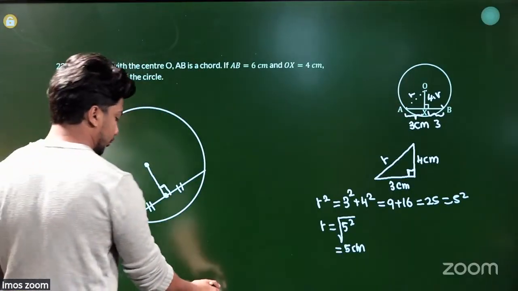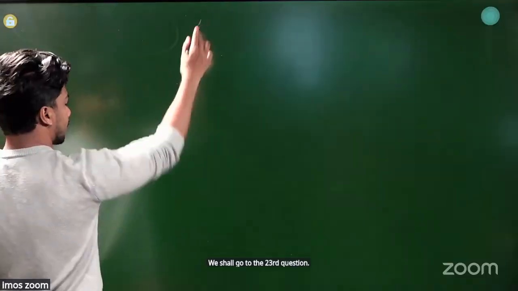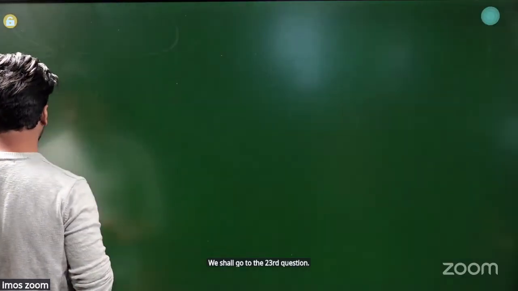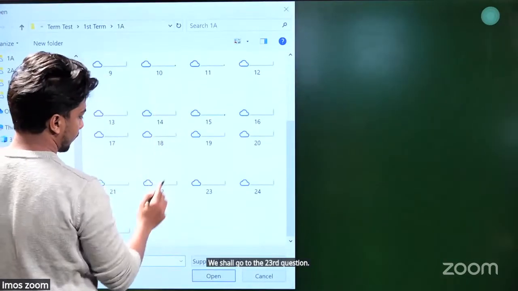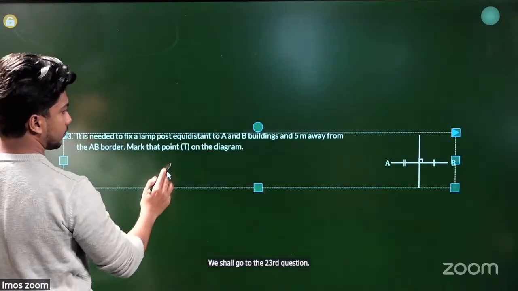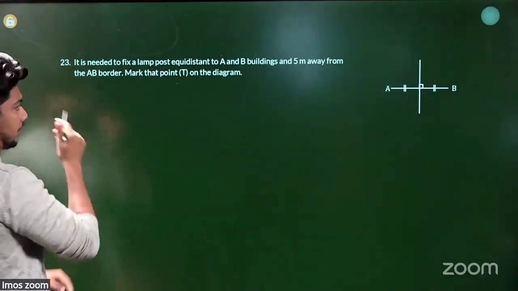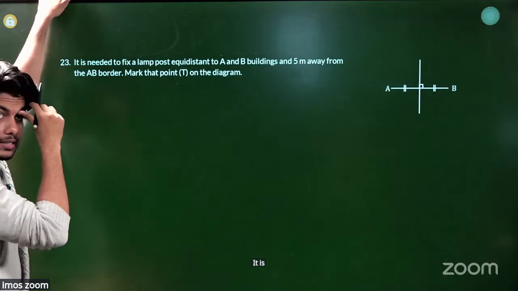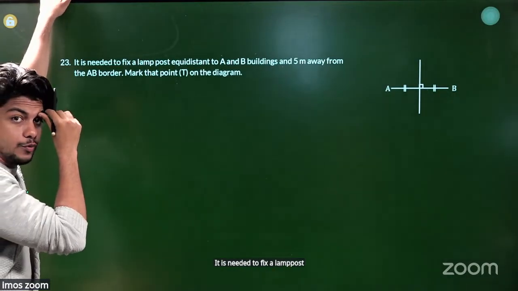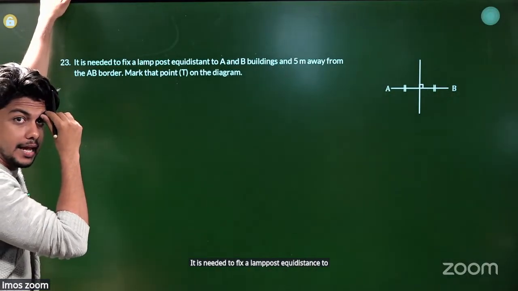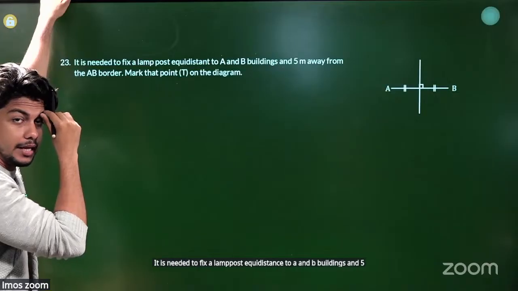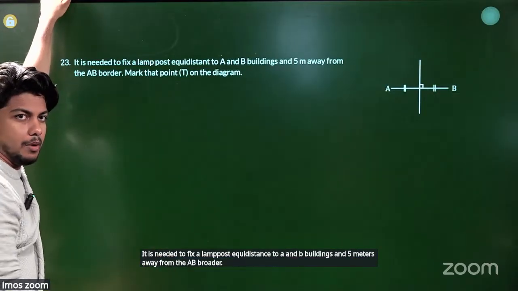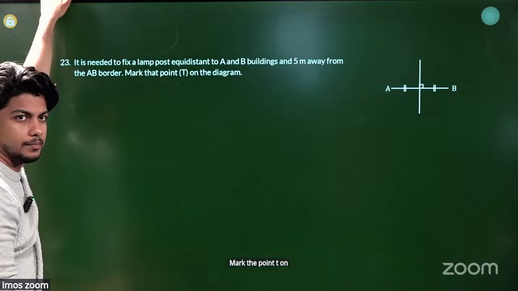We shall go to the 23rd question. It is needed to fix a lamp post equidistance to A and B buildings and 5 meters away from the AB border. Mark the point T on the diagram.